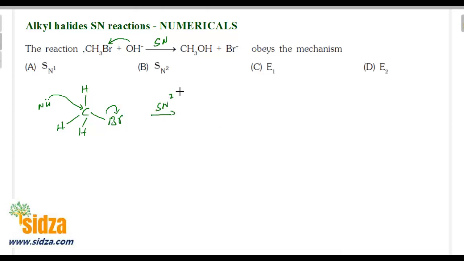SN2 will be preferred because you don't have too much substitution around the carbon. You don't have bulky groups around this particular carbon. If you had, suppose, 3 alkyl groups over here, then this thing would be impossible. The nucleophile will find it very difficult to approach the carbon, so SN2 is not preferred. For that case, SN1 will be the mechanism. But since we have only 3 hydrogen atoms over here, the best mechanism, the lowest energy mechanism for this alkyl halide will be the SN2, correct? So the option B here, SN2 mechanism.